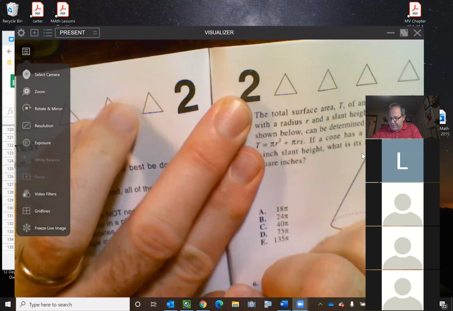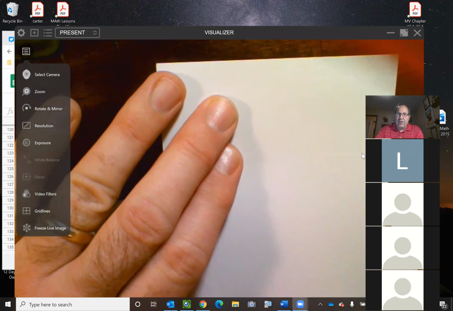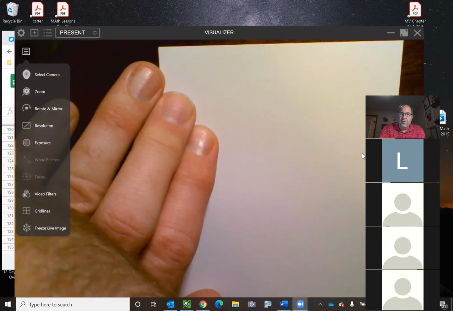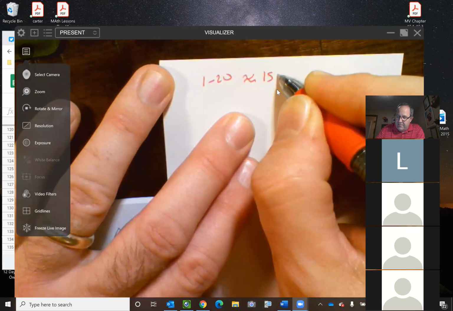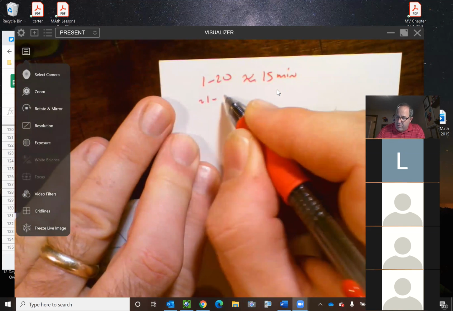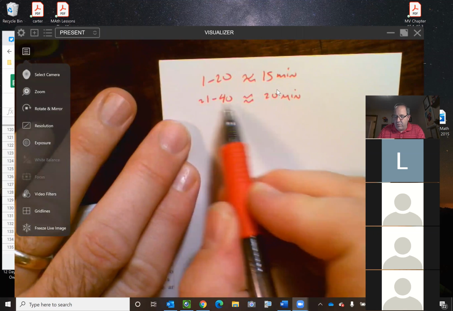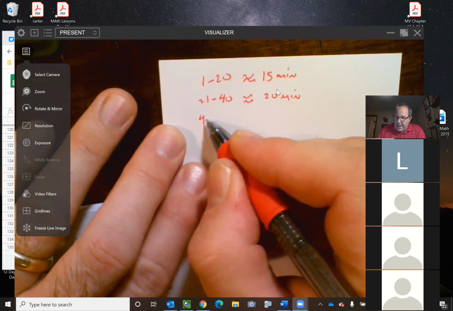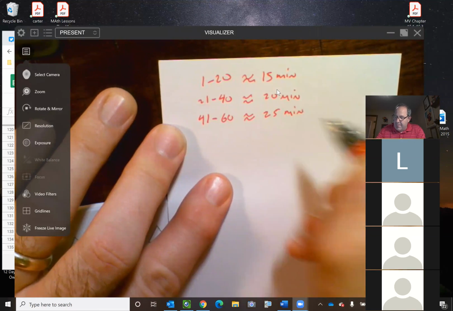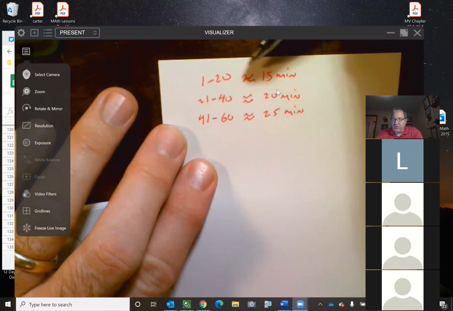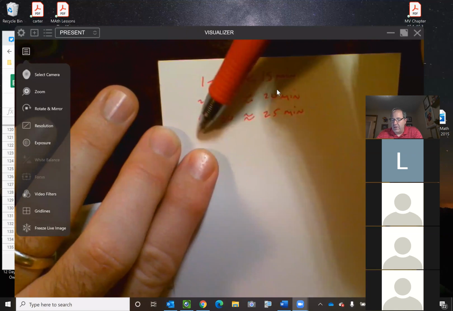The way the test works is there's 60 questions, right? So I always like having students try to get through the first 20 questions in about 15 minutes. And then the next 20 questions in about 20 minutes, like a minute a question. That's the normal pace. And then the last 20 questions in 25 minutes. If we can go through the first 20 questions a little bit faster, that'll save time to get to those much more difficult questions.